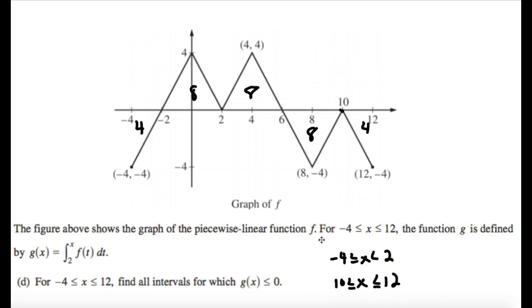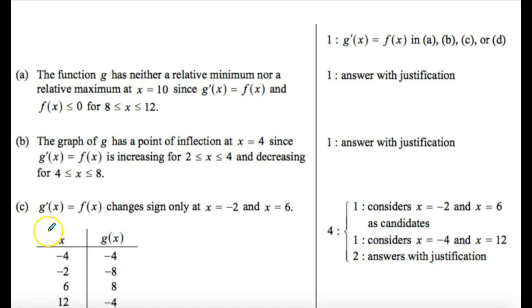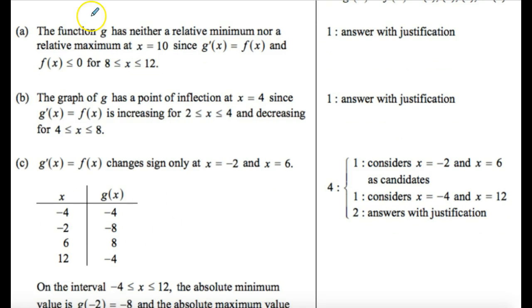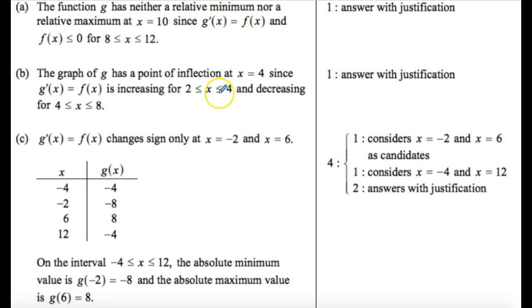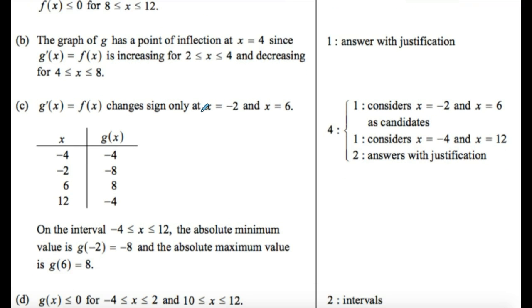So that's the entire first question here. If we look at our scoring rubric, part A was only worth 1 point, saying that it was neither a min or a max. Part B was only worth 1 point, saying that yes, there is a point of inflection there.